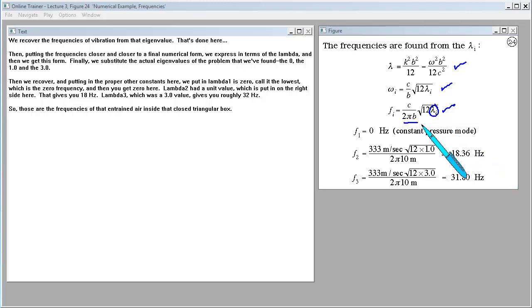Lambda 1 is 0, call it the lowest, which is a 0 frequency, and then you get 0 here. Lambda 2 had a unit value, which is put in on the right side here, and that gives you 18 hertz. Lambda 3, which was a 3 value, gives you roughly 32 hertz. So those are the frequencies of that entrained air inside that closed triangular box.